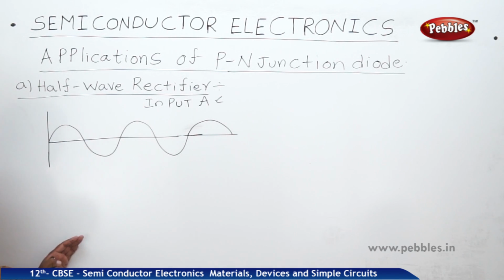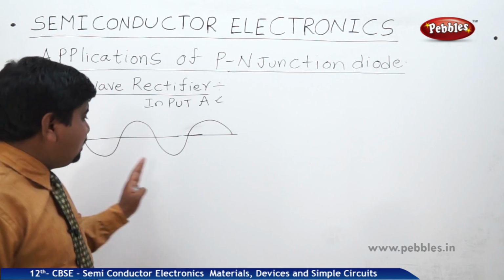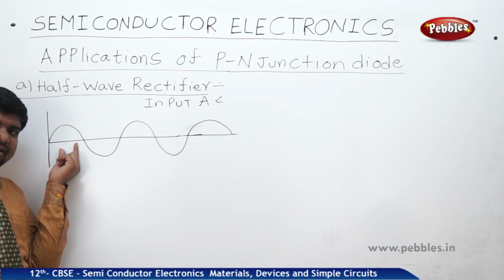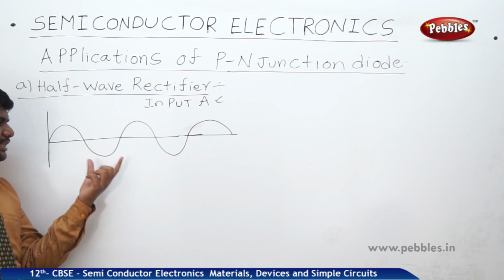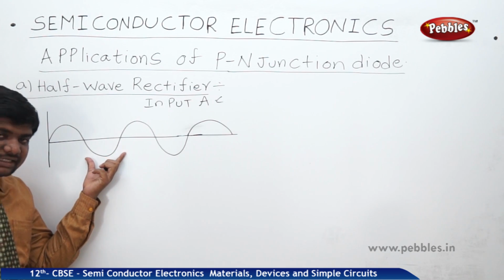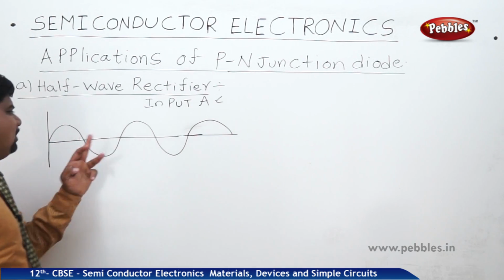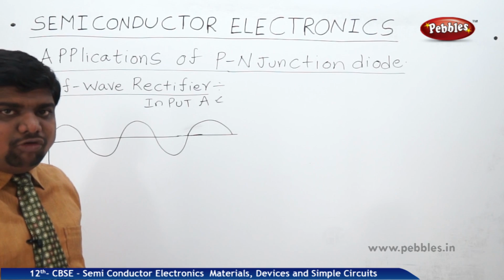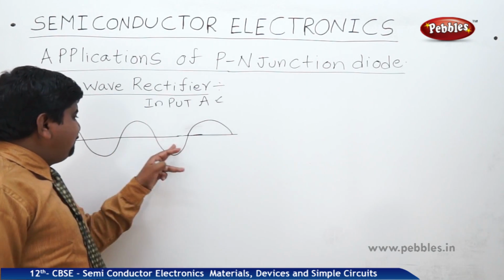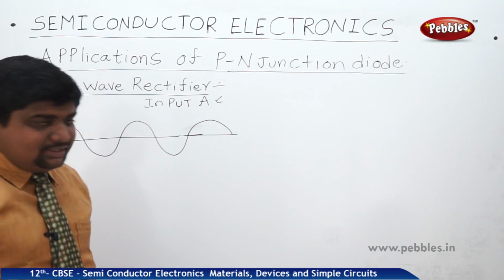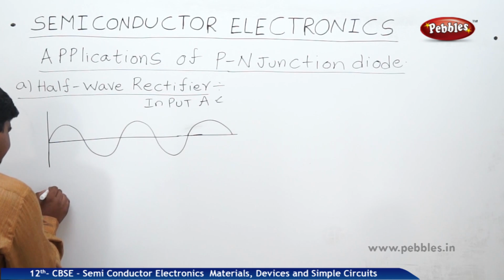Whenever this input AC waveform is connected, in the positive half cycle it will be allowed through the load resistor. In the negative half cycle there is no current, that's why it won't be allowed through the resistor. That's why only positive peaks will appear in the output also. The lower peaks won't appear. So what will be the output DC?